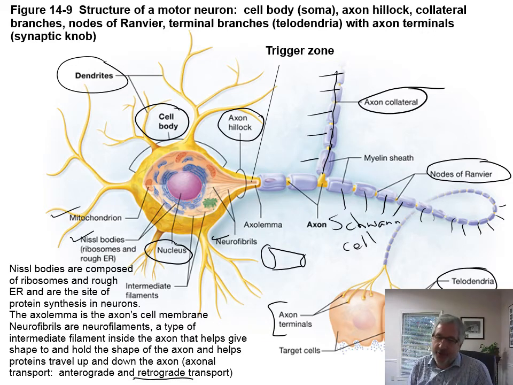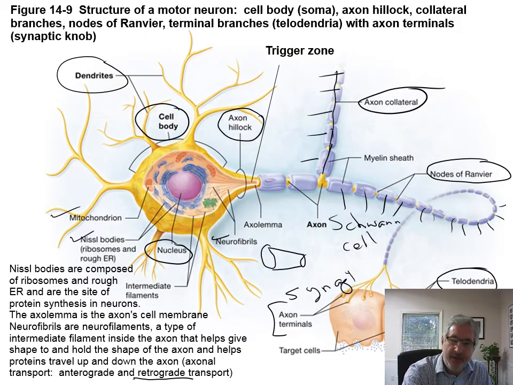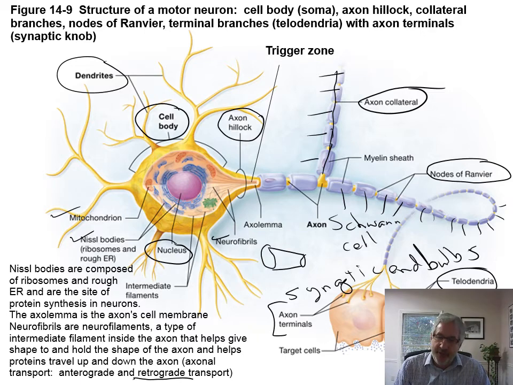Your book refers to axon terminals, and I refer to these as synaptic end bulbs. But you can refer to them as either one. I actually learned it as the telodendria were the axon terminals, and synaptic end bulbs were the actual bulbs at the end. But this book refers to the branches at the end as the telodendria, and the axon terminals are the same as the synaptic end bulbs. So either way is fine. Let's go with what the book is telling you. So the telodendria are the branches, and the axon terminals are the same as synaptic end bulbs.